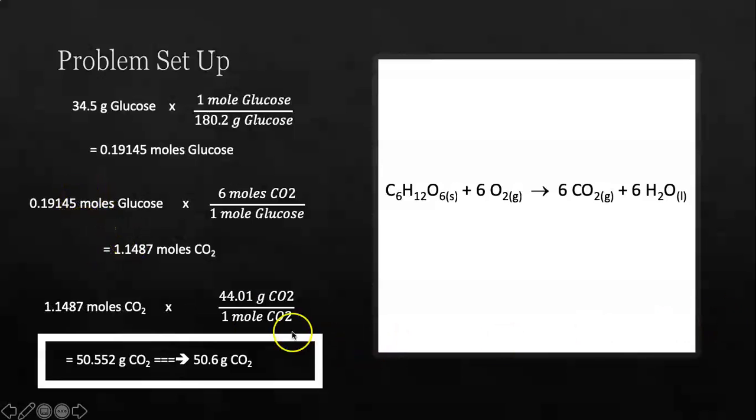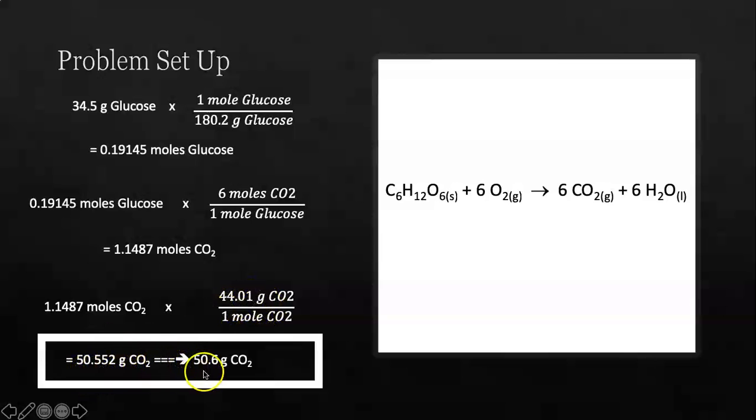So now that we have moles of carbon dioxide, we can change that easily to grams of carbon dioxide by using the molar mass that we determined in the previous slide, which is 44.01 grams. Again, we need to have moles of carbon dioxide in the denominator here so that they can cancel out and we're left with grams of carbon dioxide. So when we multiply 1.148 moles times 44.01 grams, we end up with 50.552 grams of carbon dioxide.